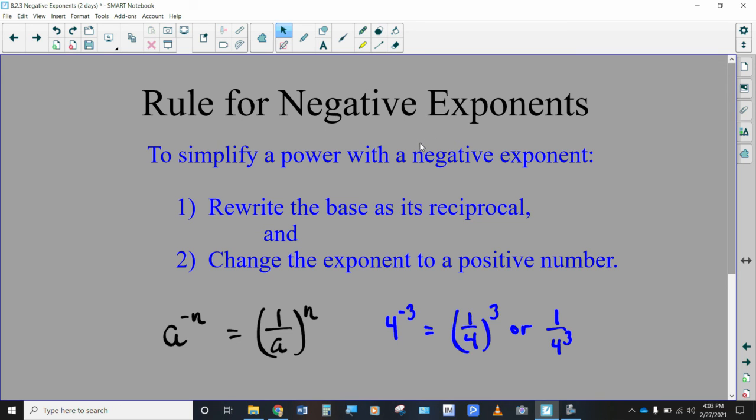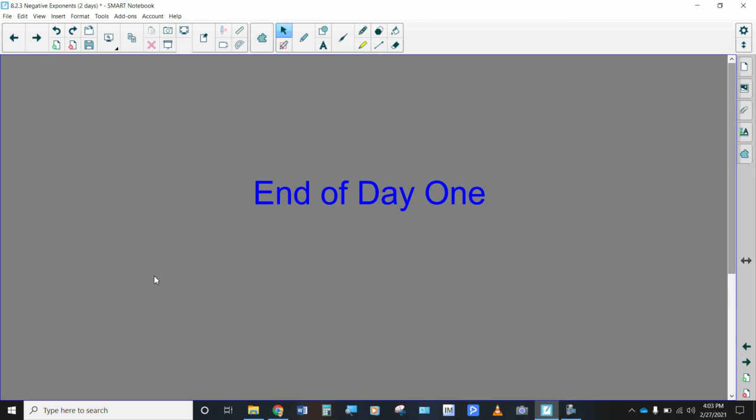We now have learned about 0 and negative exponents in this lesson and why we get the answers that we get. Now it's time to start applying those, and we will begin the application of those tomorrow. Okay? Let's go ahead and move on to our next activity.